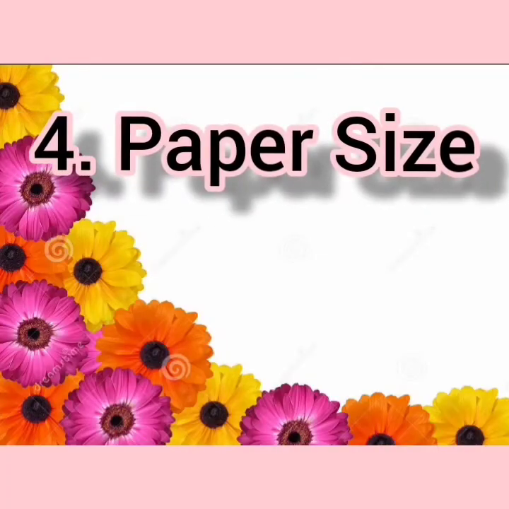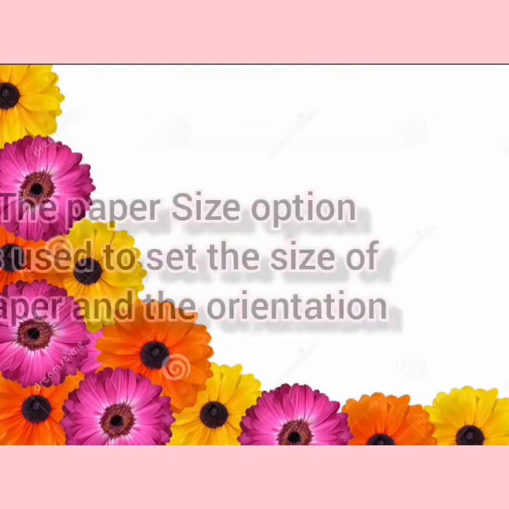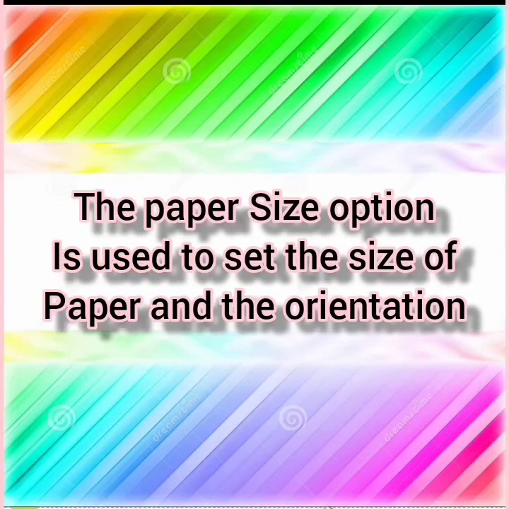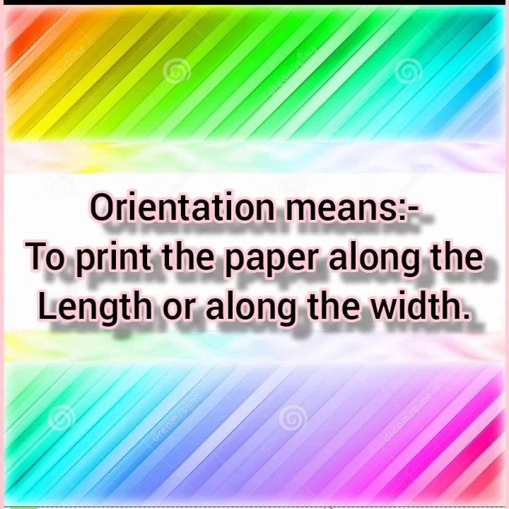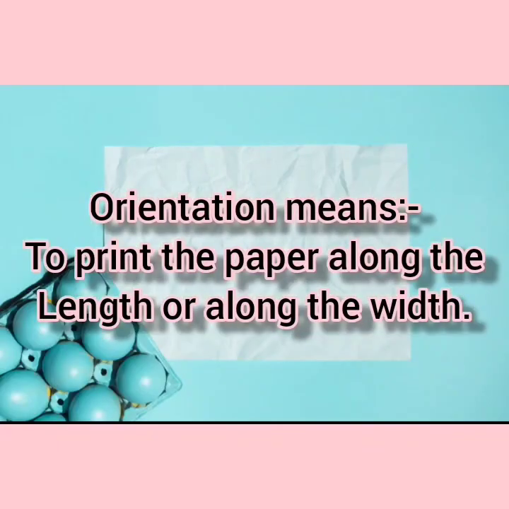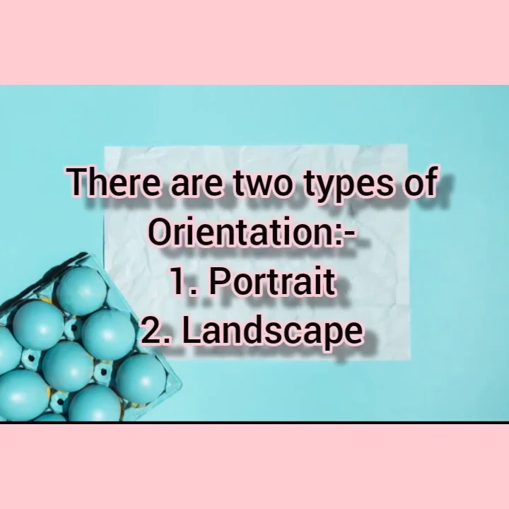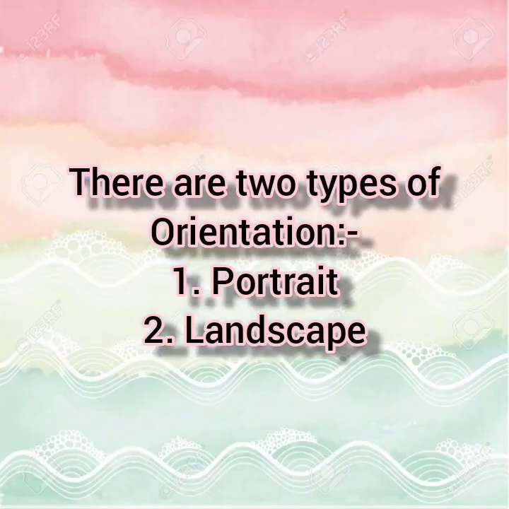The next topic is paper size. The paper size option is used to set the size of paper and the orientation. Orientation means to print the paper along the length or along the width. There are 2 types of orientations. Number 1 portrait, number 2 landscape.